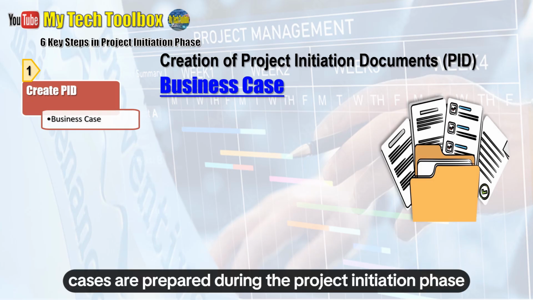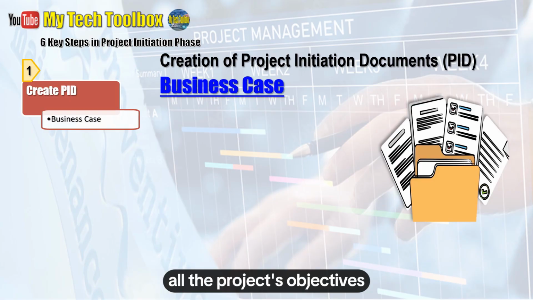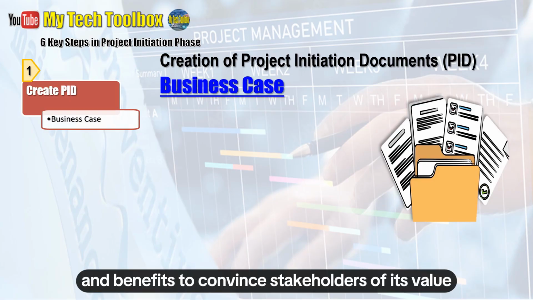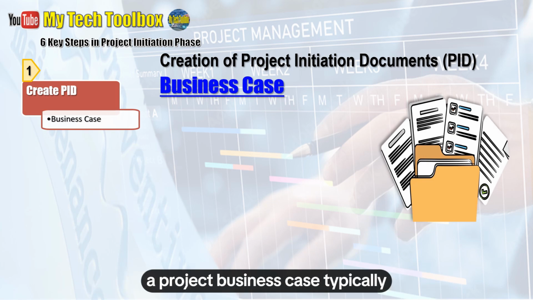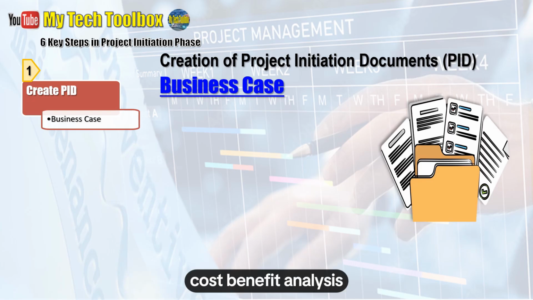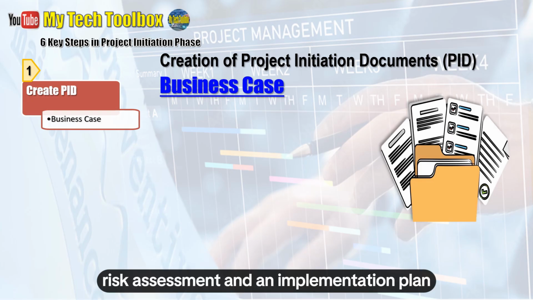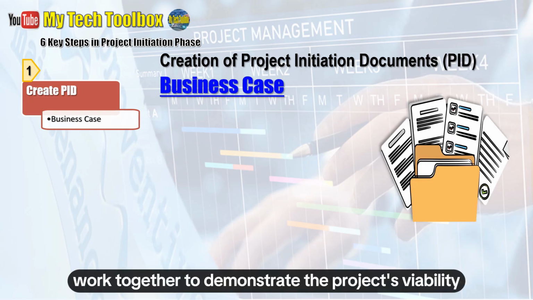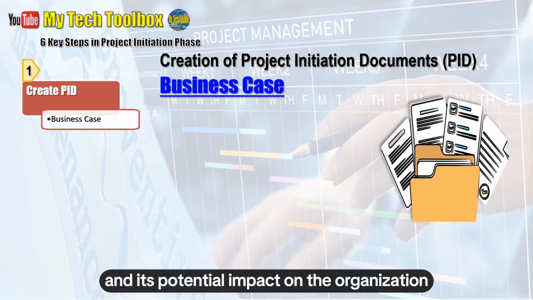Business cases are prepared during the project initiation phase, and their purpose is to include all the project's objectives, costs, and benefits to convince stakeholders of its value. A project business case typically includes an executive summary, problem statement, solution options, cost-benefit analysis, risk assessment, and an implementation plan. These sections work together to demonstrate the project's viability and its potential impact on the organization.